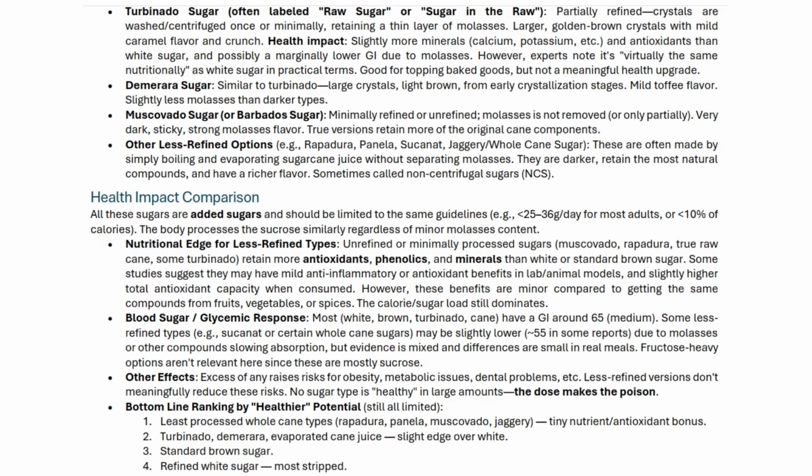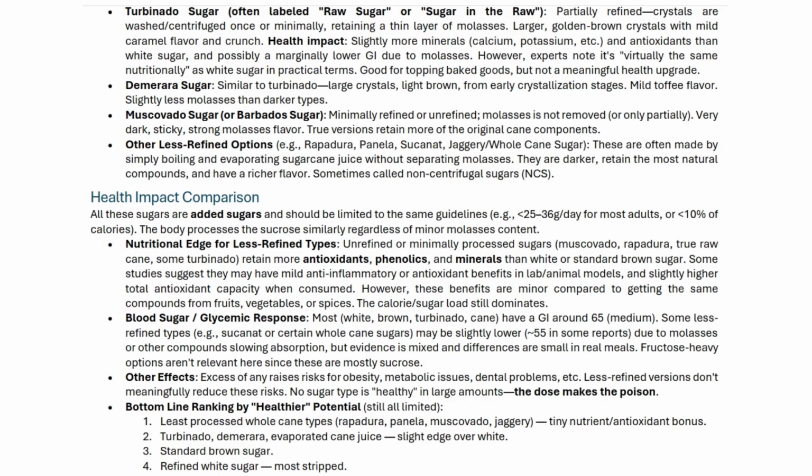The text discusses the health impacts of various types of added sugars, emphasizing that all should be limited to less than 25-36 grams per day for most adults, or less than 10% of total caloric intake. It highlights that the body processes sucrose similarly, regardless of minor differences in molasses content. Less refined sugars, such as muscovado, rapadura, and true raw cane sugar, offer a nutritional advantage as they retain more antioxidants, phenolics, and minerals compared to white or standard brown sugar.